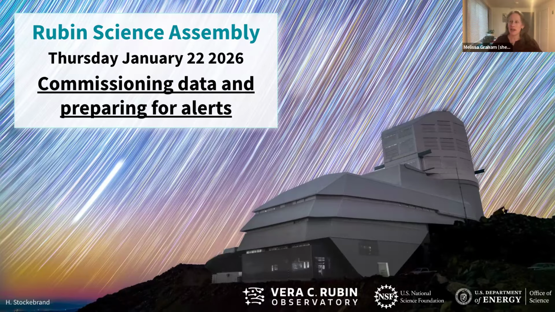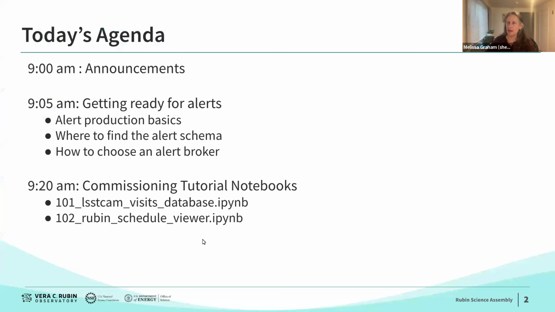Hello. Today we're going to cover a little bit about preparing for the start of alert production and then also a couple of notebooks that access commissioning metadata. So we'll start as always with some announcements, then we'll do a couple of slides on getting ready for alerts. There'll be time for questions on that, and then we'll switch into the notebook aspect of the Rubin Science Platform and work through a couple of tutorial notebooks.